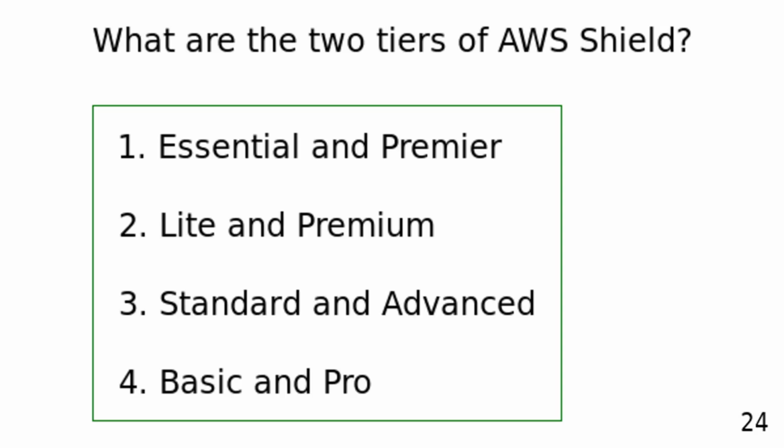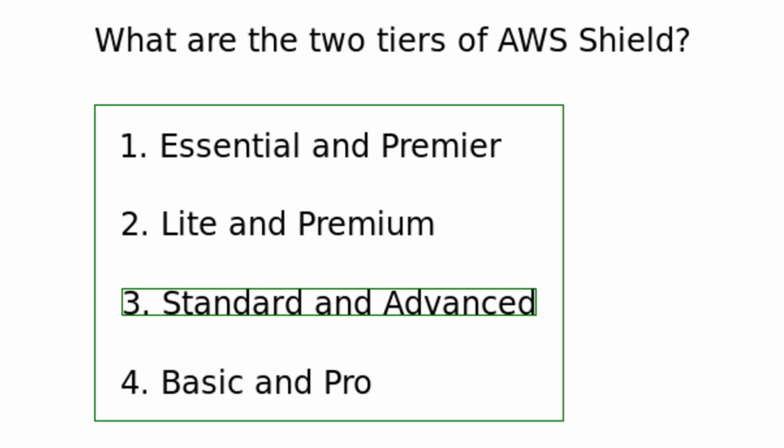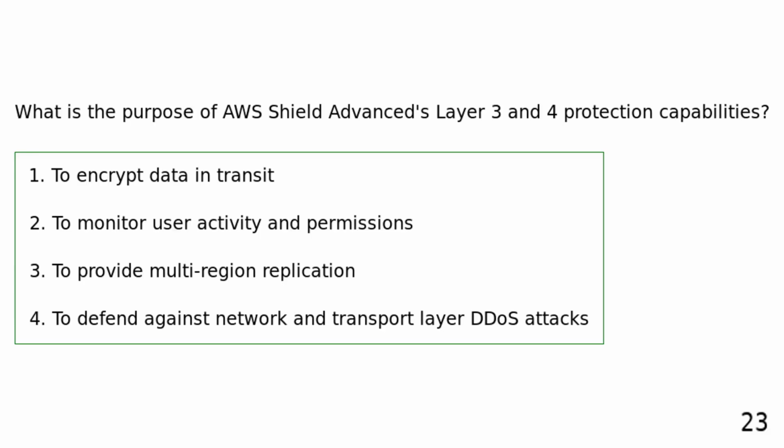What are the two tiers of AWS Shield? Essential and Premier. Light and Premium. Standard and Advanced. Basic and Pro. AWS Shield offers two tiers of protection: Standard, which is automatically included for all AWS customers, and Advanced, which provides additional DDoS protection features.